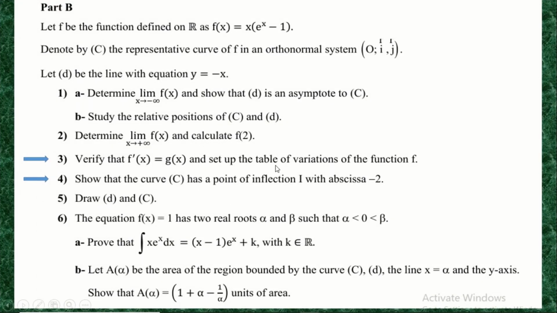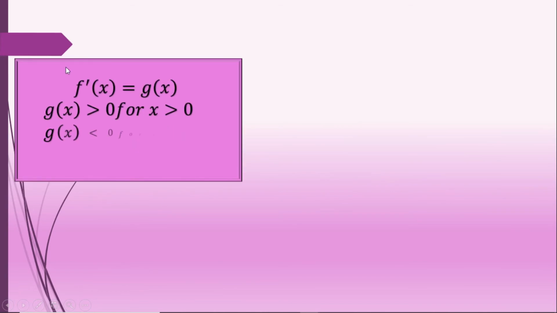Now they are asking us to set up the table of variations for the function f, and we should show that C has an inflection point I, which has the abscissa minus 2. Let's start together with the table of variations. We should keep in mind before putting this table something which is very important. We have just proved that f prime of x is equal to g of x. Also, we have proved that g of x is positive for x positive. Can't we say in this case that f prime of x, which is equal to g of x, is positive for x positive? And also it will be negative for x negative, since f prime equals g.